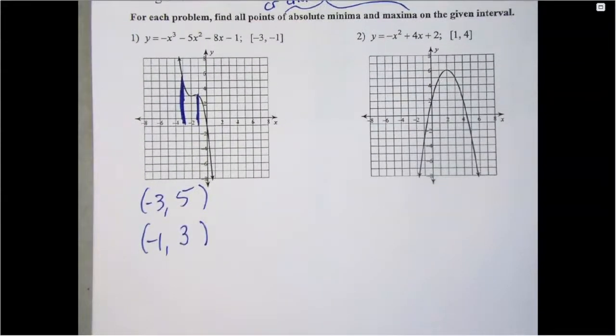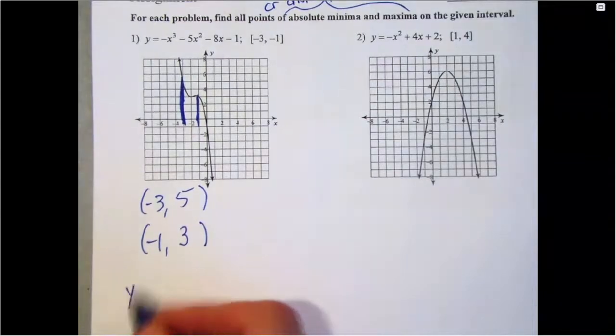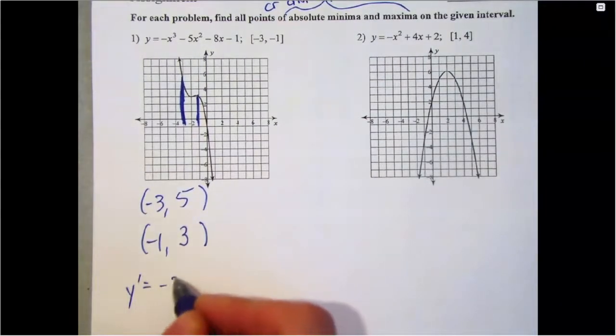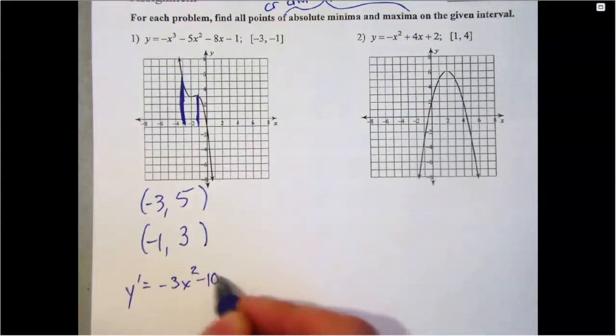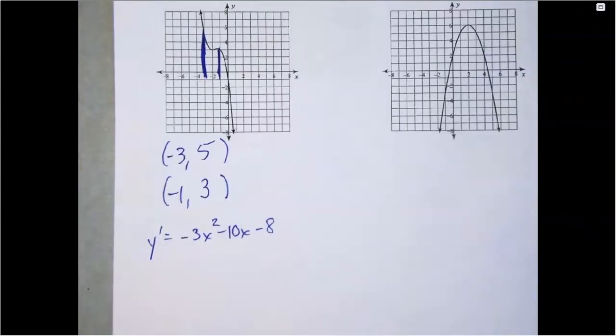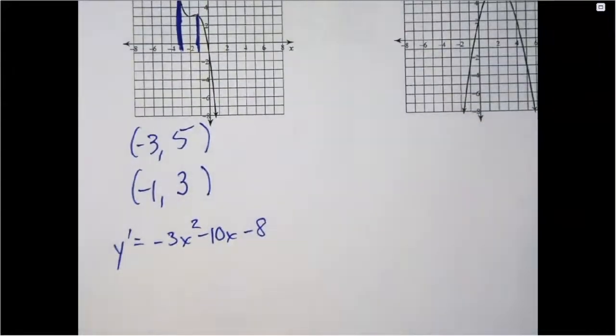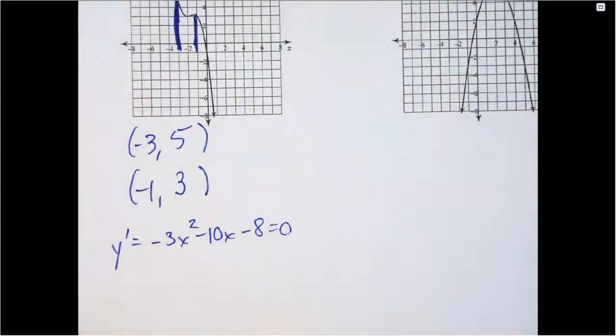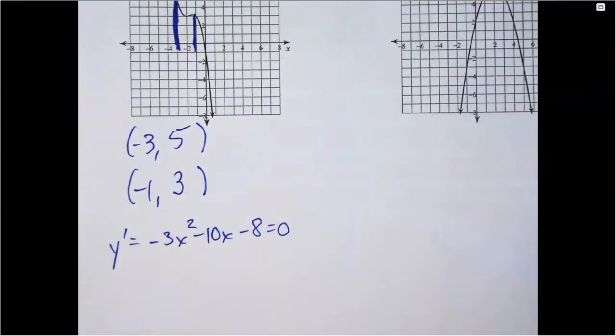Okay, so now I gotta find critical points. So what do I do? Take the derivative. So -3x² minus 10x minus 8. If there were a top and a bottom, I would set them both equal to 0. There's not, so I'm just gonna move from here. I've got to solve that. This is kind of a tougher one to solve. I'm gonna have to factor this. Well, you could use quadratic formula. I don't think anyone really wants to do that. So I'm gonna factor it.